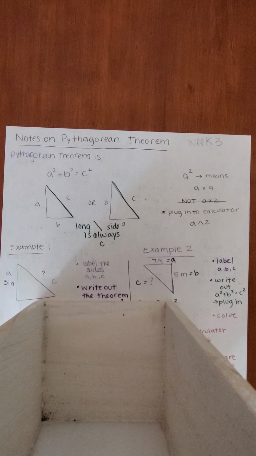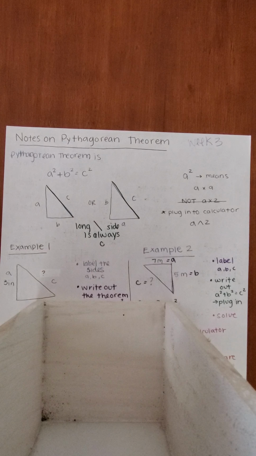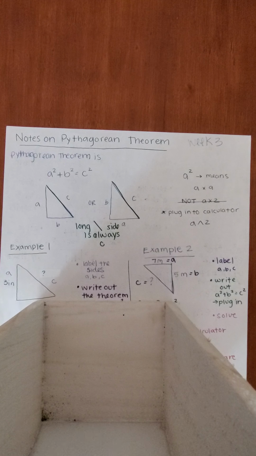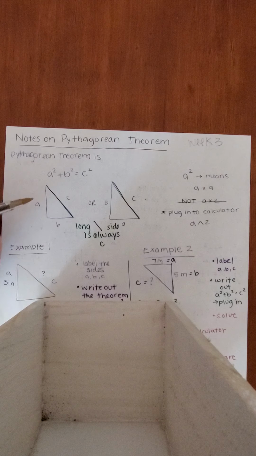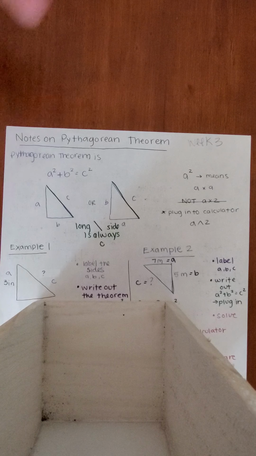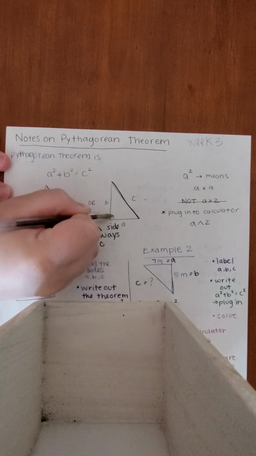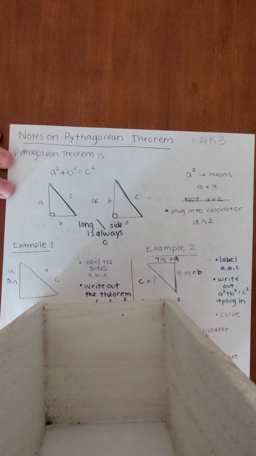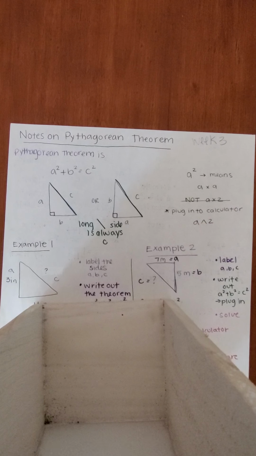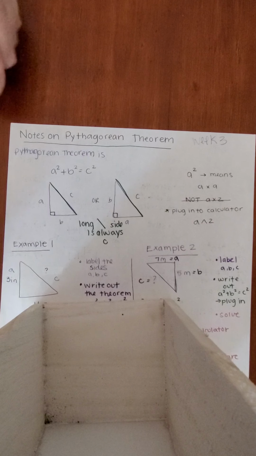So when we are doing Pythagorean theorem, it is very important that we know exactly where our letters are. So labeling is a very important thing on these Pythagorean theorems. So you have to know where your A, B, and C is. All right, so you have two options. It doesn't really matter where B or A is, as long as they are connected to the box.